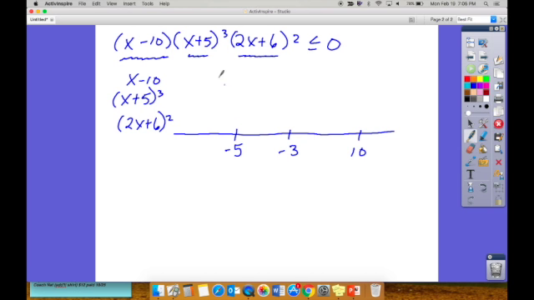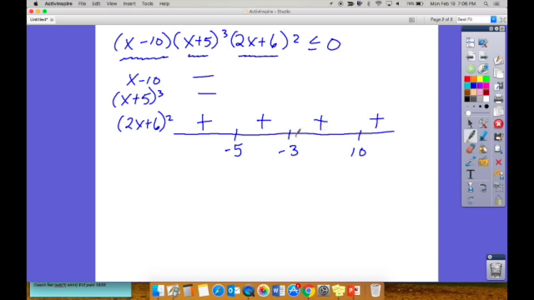Okay, so I'm going to plug numbers in to the left of negative 5. That's going to give me negative, negative, positive. Think about the cubic power and the squared power. Squared, you're always going to get positive. I could go ahead and write those out.